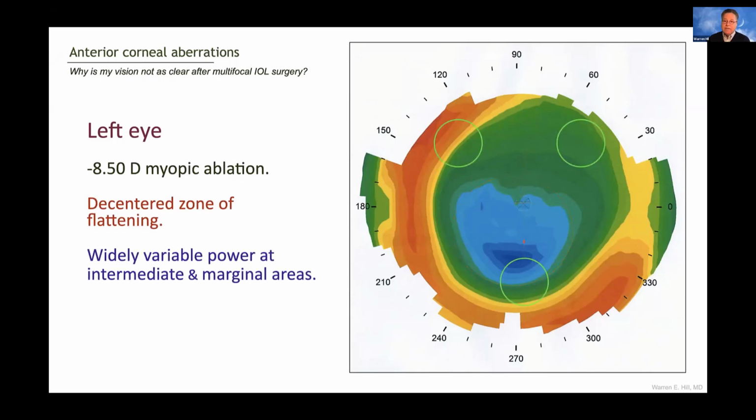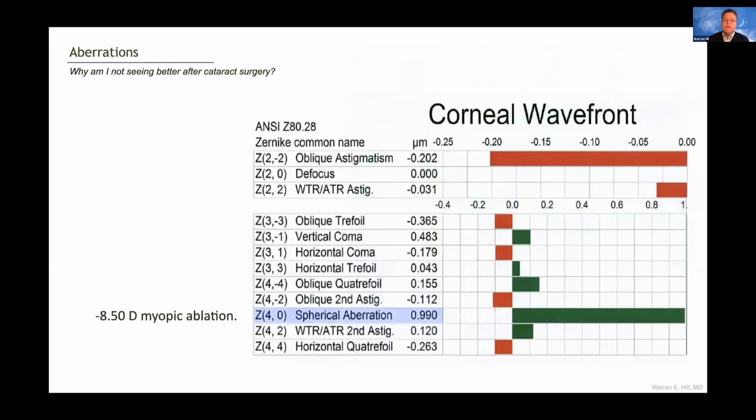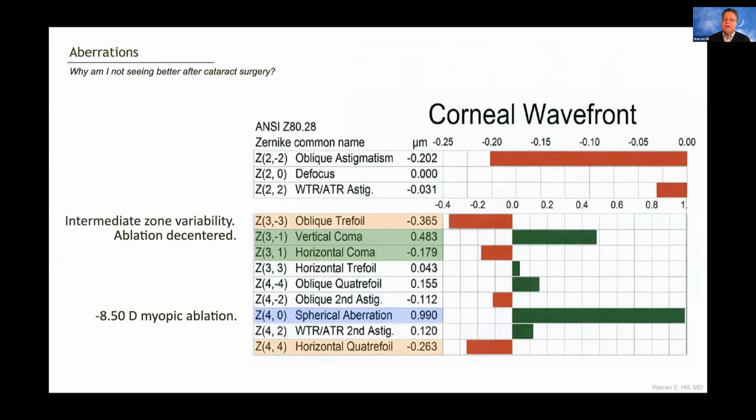And then we have widely variable power in the intermediate and marginal areas. Not as important for us as ophthalmologists, but this tells us that things like trefoil are probably going to be elevated. So flatter in the center, we have elevated spherical aberration. Decentered ablation means we're going to have elevated vertical coma. And then there's our elevated trefoil.